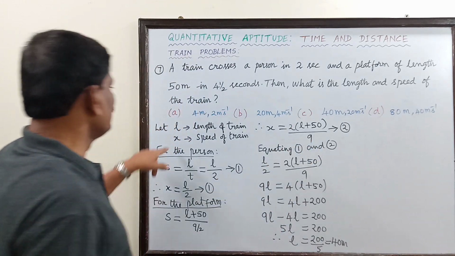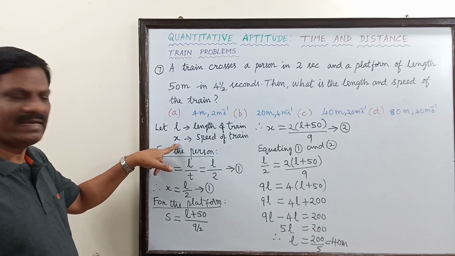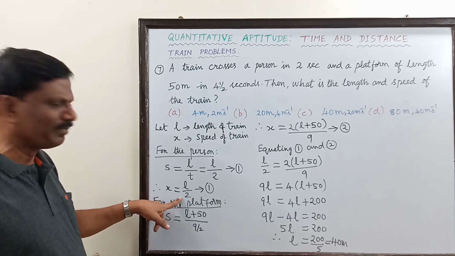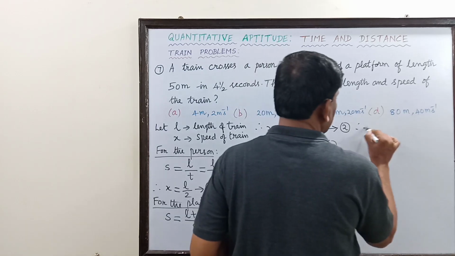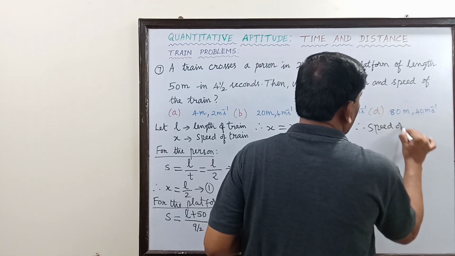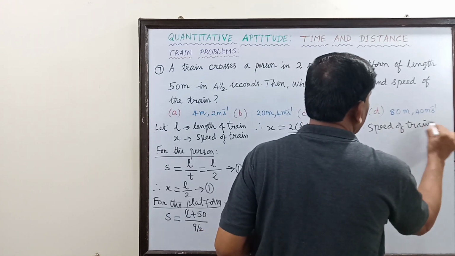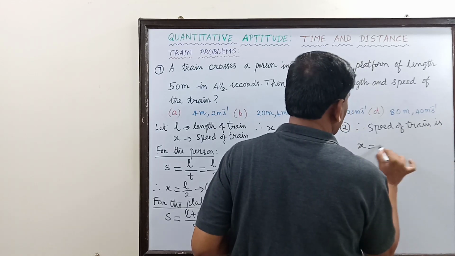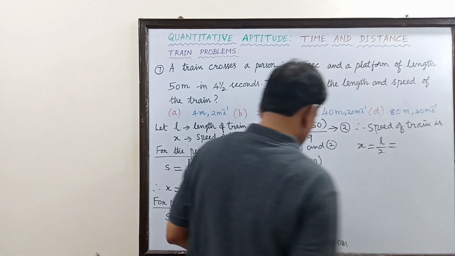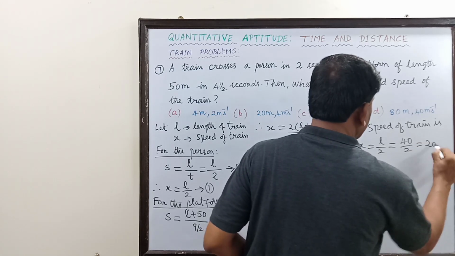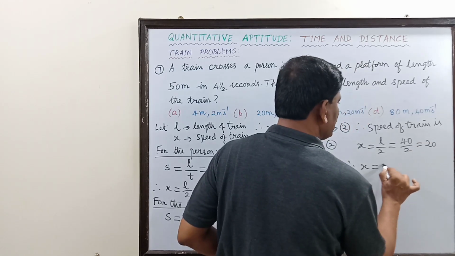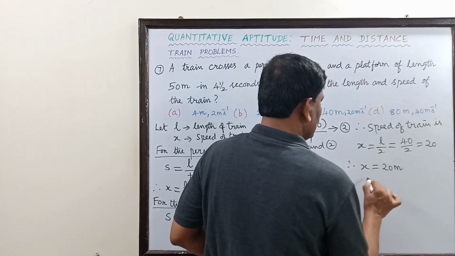So what is the expression for the speed of the train we are using? x is equal to L by 2. The simplest equation is the first equation, x is equal to L by 2. Therefore the speed of the train is given by x is equal to L by 2. So this is equal to 40 divided by 2, which is equal to 20.